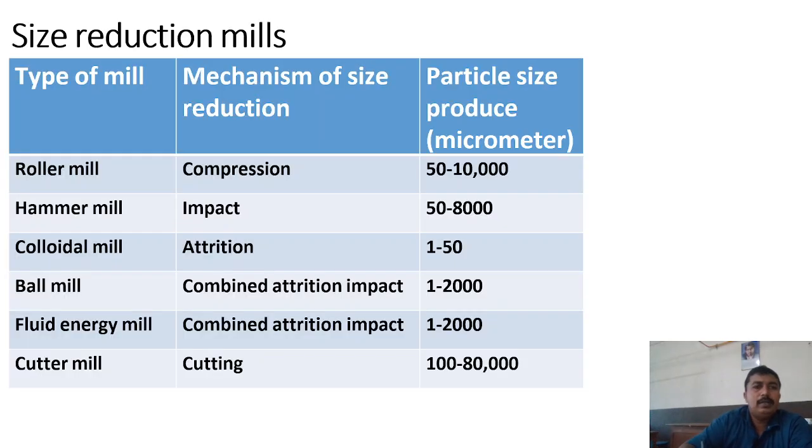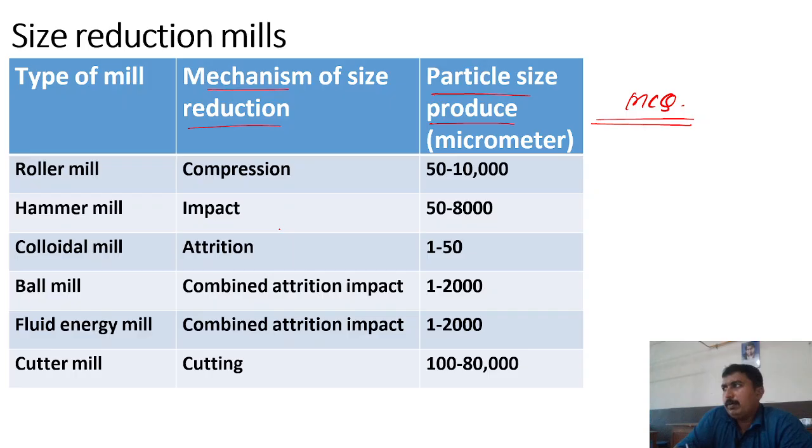So later on we will see the different size reduction mills along with the mechanism of size reduction and particle size produced by this particular mill. This table is very much important because questions may be asked in multiple choice questions based on this table. Which is the mechanism of roller mill? Which of the following is the correct mechanism of hammer mill? Likewise, questions may be asked in a semester examination. That's why this table is very much important.